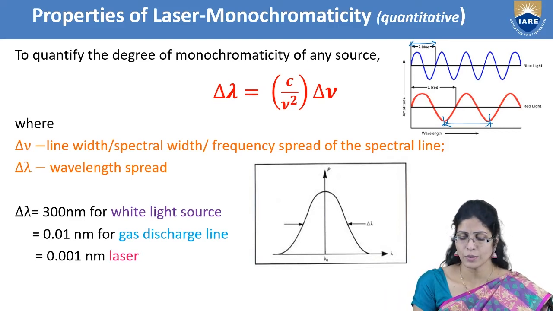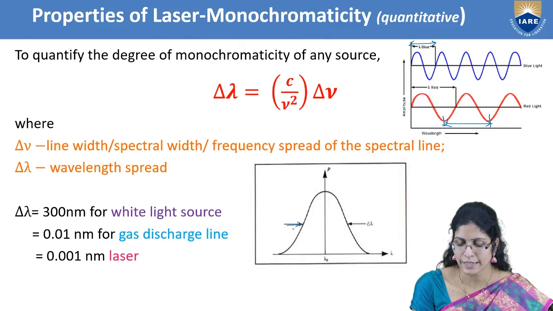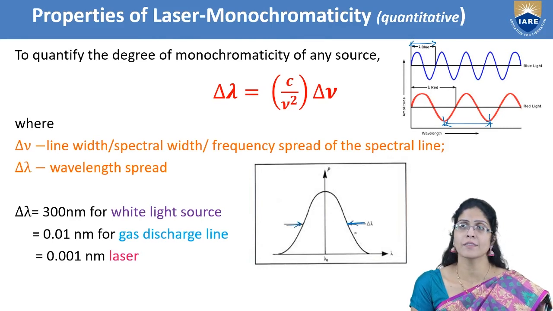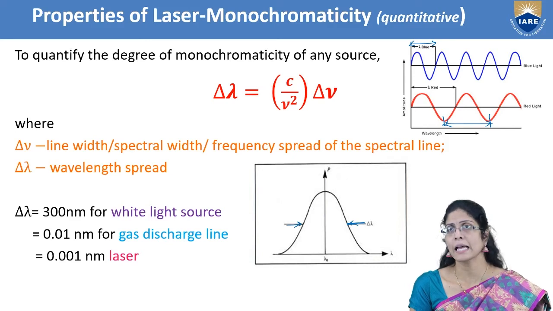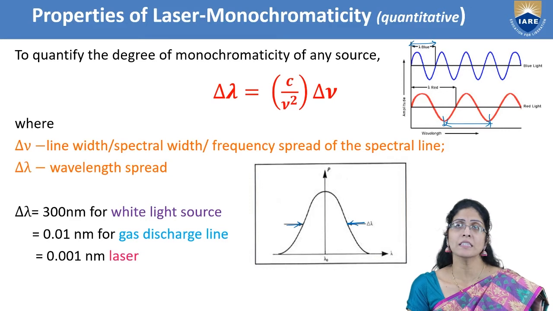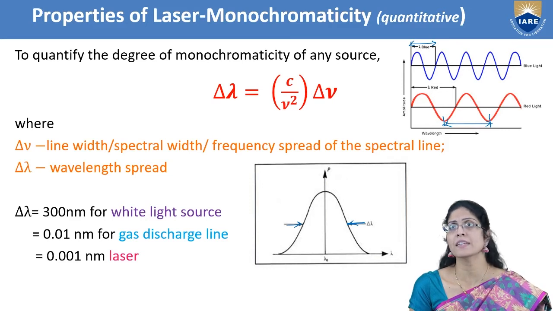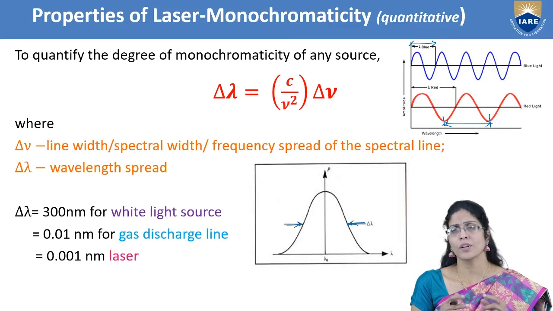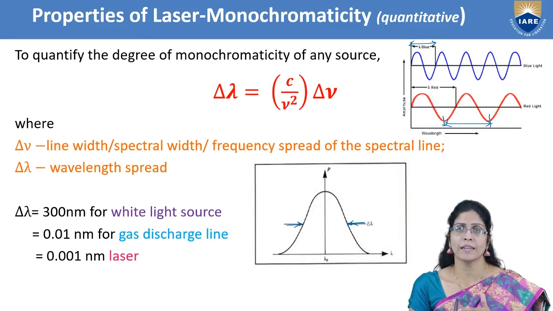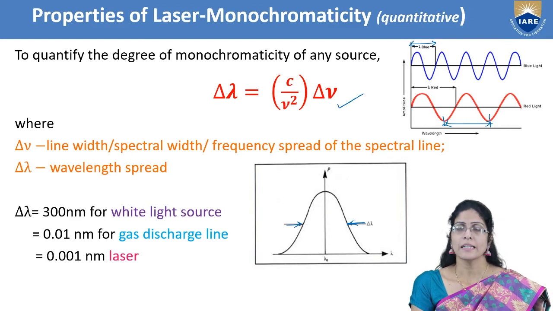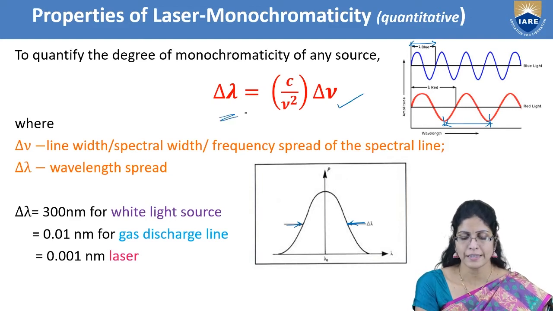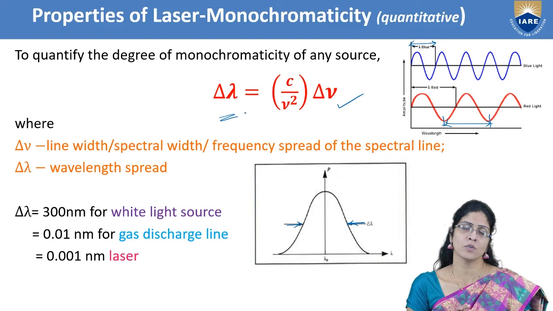Before and after, you can just take this area and that area will give you the wavelength spread, and this wavelength spread can be written in terms of the spectral width. The spectral width is nothing but the spread of the frequency of the spectral lines, or you can even call it the line width. In terms of the velocity of light, you can write it as this expression. And this wavelength spread will be different for different sources.